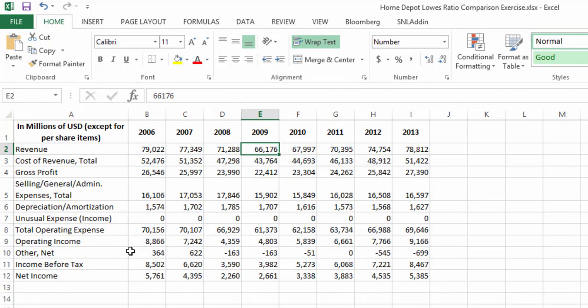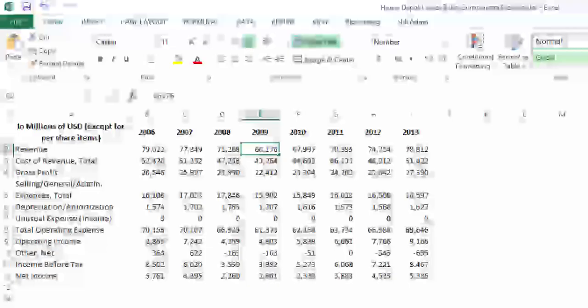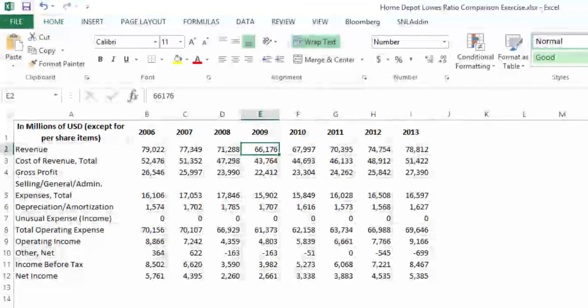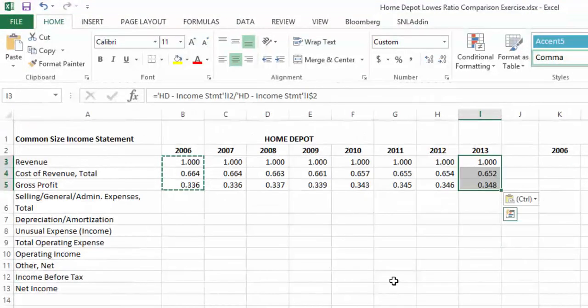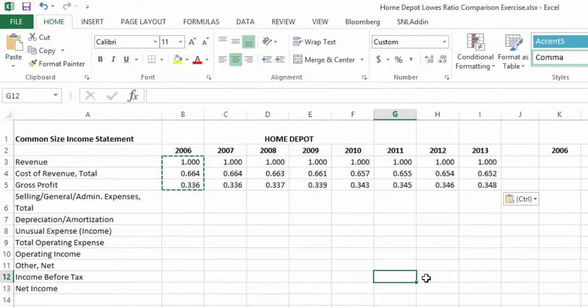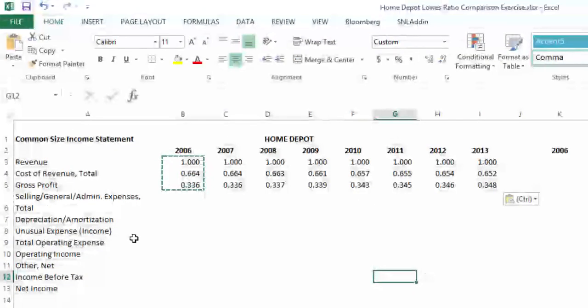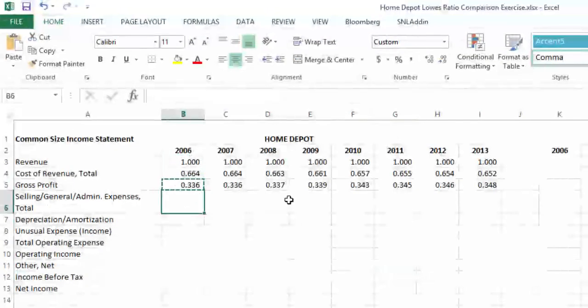And so the common size thing takes away the fluctuations in the absolute numbers, and we can look at the relationships and a lot of times get a much better sense of what's happening with the company. All right, let's continue to copy this formula down.